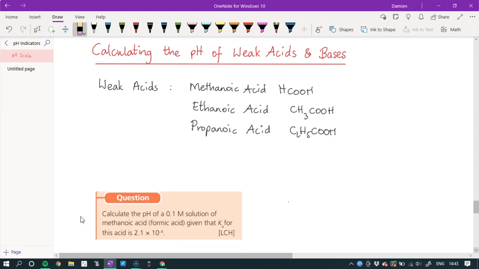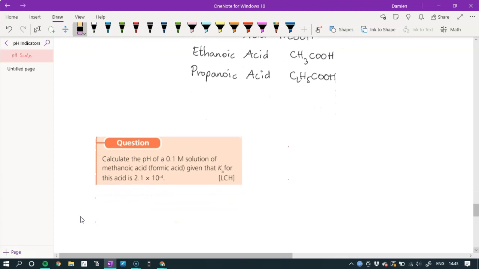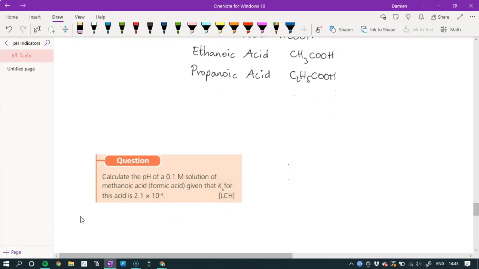Now, why do we have to distinguish between weak acids and bases? Well, we've already looked at how to calculate the pH of strong acids and bases, and it was done a particular way. When you're working out the pH of weak acids and bases, there's another way of doing it, and indeed another formula. So the first thing you're going to have to find is the hydrogen ion concentration, and we've got a formula that will work that out for us. So your hydrogen ion concentration is equal to the square root of Ka multiplied by M acid.